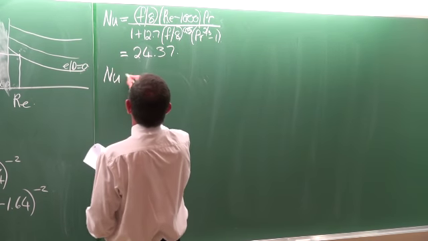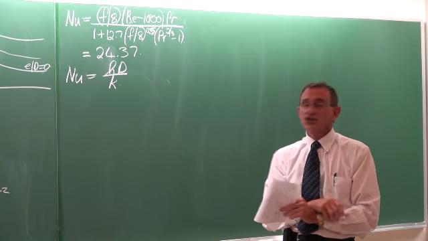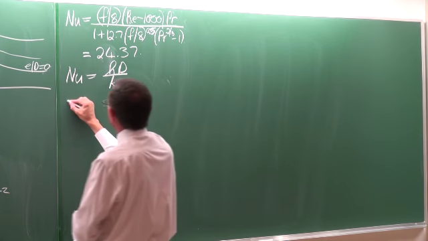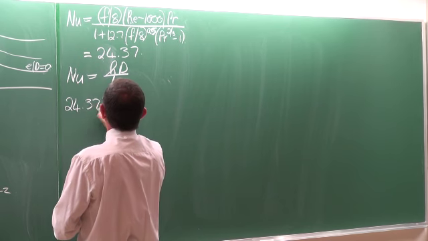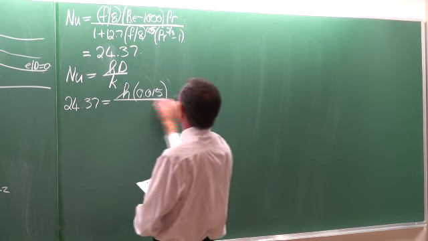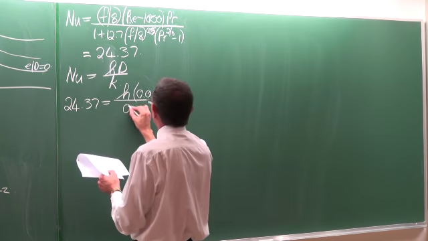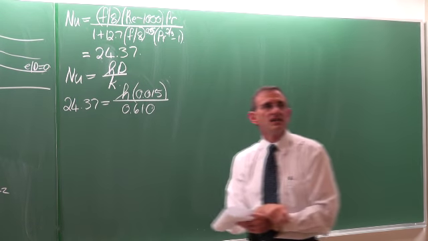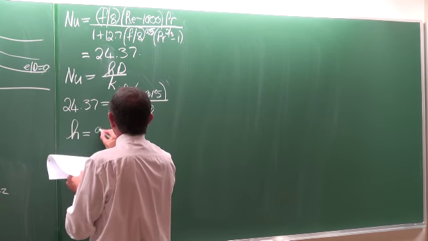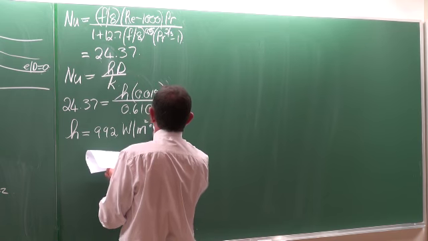Right. From the Nusselt number, we can get the heat transfer coefficient. The Nusselt number is equal to the heat transfer coefficient multiplied by the diameter divided by the thermal conductivity. The Nusselt number 24.37 is equal to the heat transfer coefficient multiplied by the diameter, which is 15 millimeters, 0.015, divided by the thermal conductivity of the water, 0.610, and the result is a heat transfer coefficient of 992 watts per square meter degree Celsius.